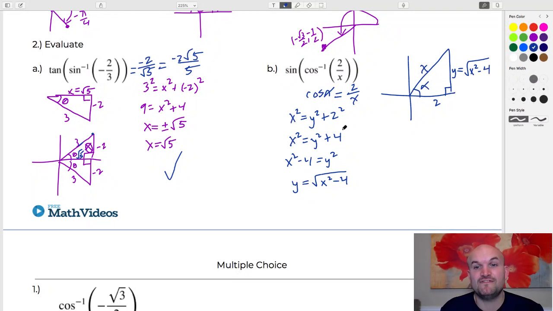So if I need to now find the sine of this, I'm basically just going to take the opposite over the hypotenuse: square root of x squared minus 4 over x. And there you go.